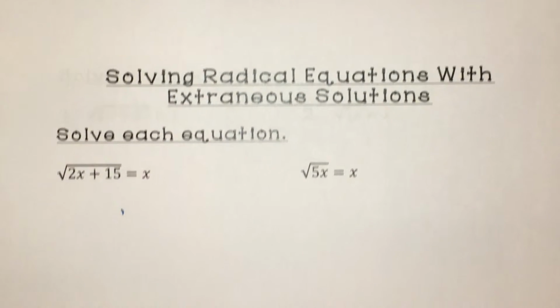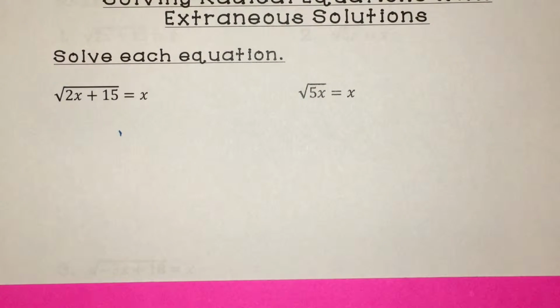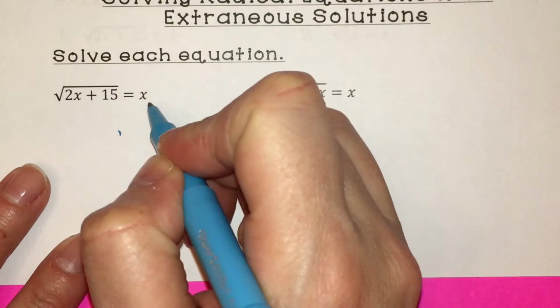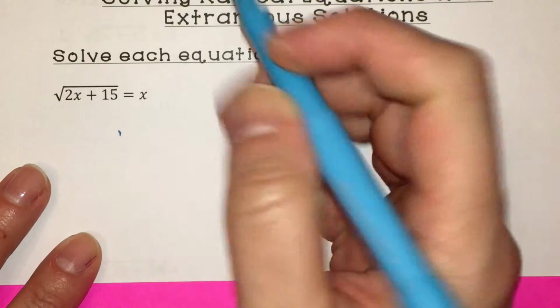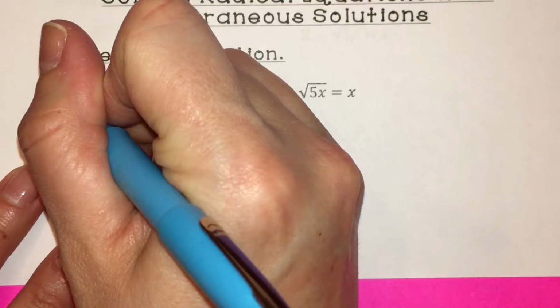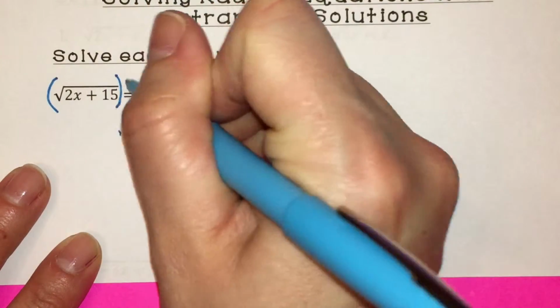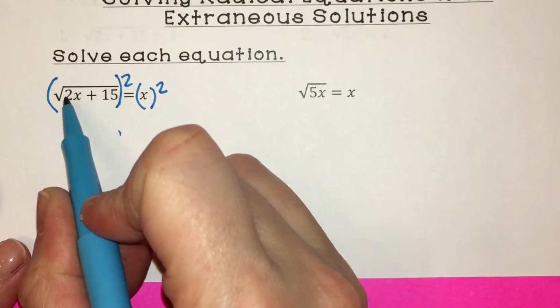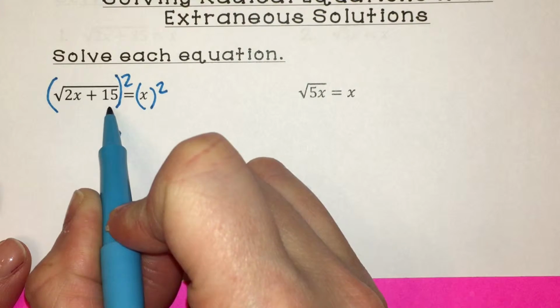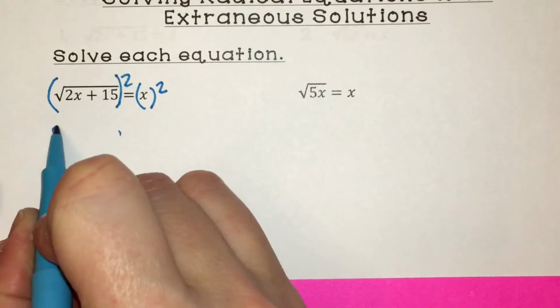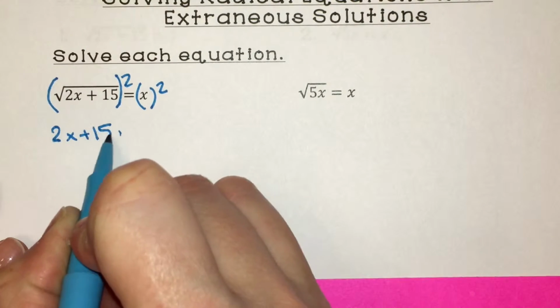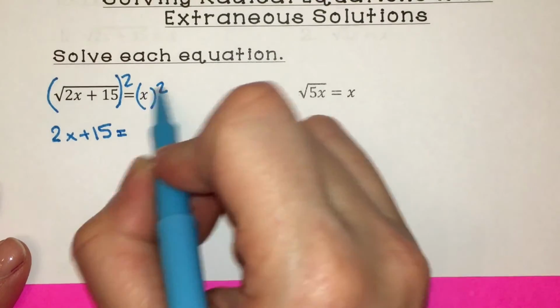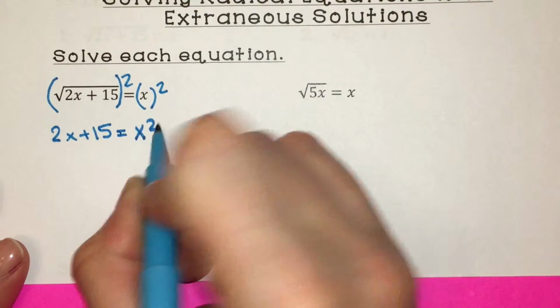So in this first one, we have the square root of 2x plus 15 is equal to x. So the first step is to square both sides because I want to get rid of this square root. Opposite of square root is squaring, but anything you do to one side, you must do to the other. So the square root of 2x plus 15, squared, is just 2x plus 15, is equal to x squared.